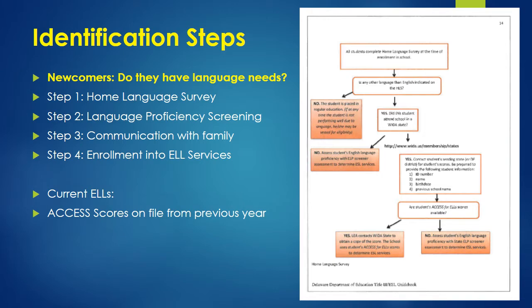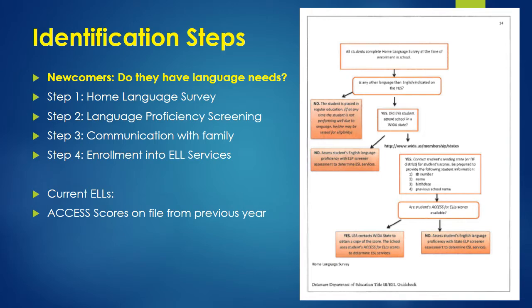So step one for any new student that arrives into your school is to have the family fill out a home language survey to determine what languages are spoken in the home, and if there are any languages other than English spoken in the home. This is a key determiner in whether or not this student will then be screened for any particular needs that he has in English.